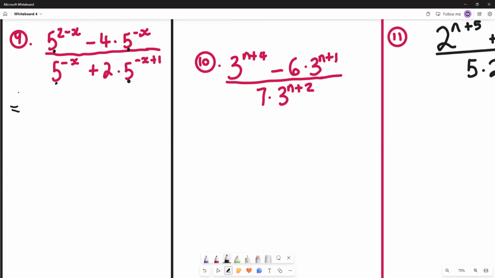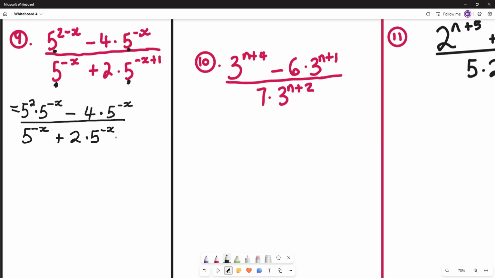I'm sure we can see that on question 9, ladies and gents, the bases with exponents of x are all prime numbers. So we are sorted here. We just need to split. It's going to be 5 to the power 2 dot 5 to the minus x. Then you have minus 4. Then you have 5 to the power negative x, which is already split. This guy also is already split, so we're not worried about him. Then you have plus 2 multiplied by, we need to split that guy. So it's 5 to the minus x dot 5 to the power of 1.